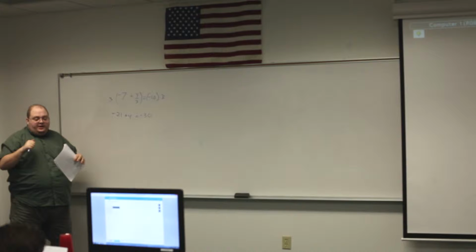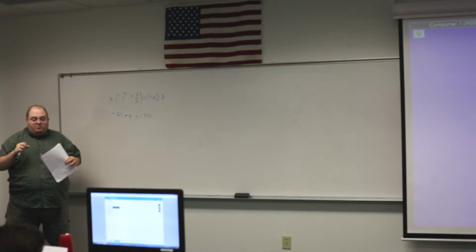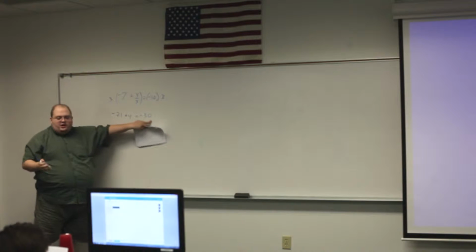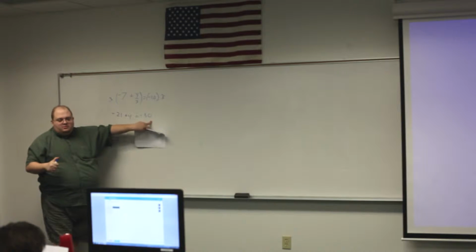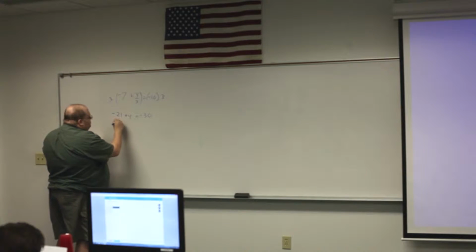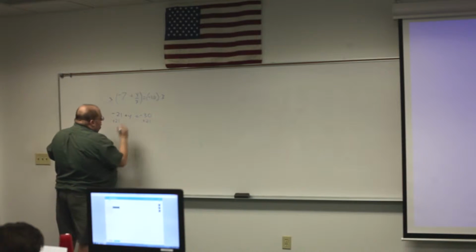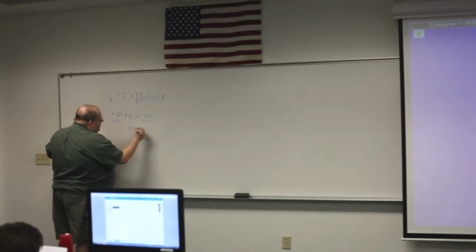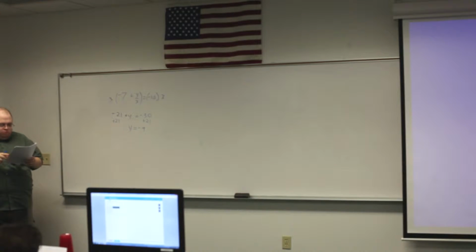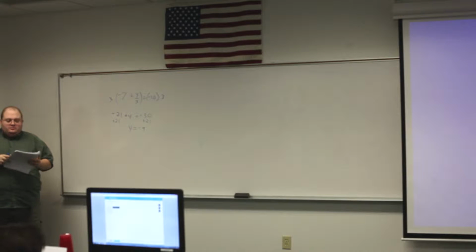Now, this becomes the easy linear equation problem we got on day 1. We have to get this guy over here. How do we do that? Add 21. Yep, add 21. We get y equals negative 9. Pretty sure everyone got that one right.